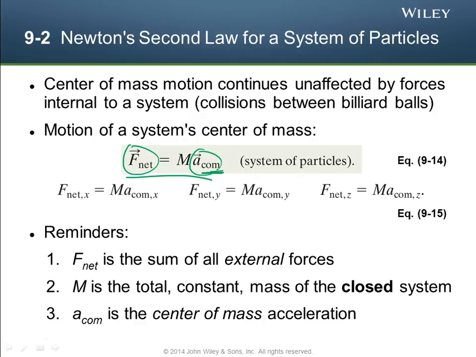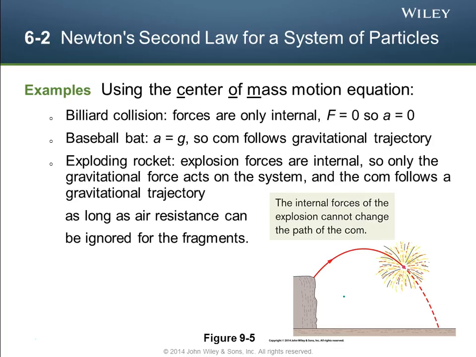Now, up until this point, we've been dealing with objects that are essentially point masses, so this hasn't really affected us at all. But we want to more clearly define what Newton's law tells us, and it tells us that the net force on an object quantifies the acceleration of the center of mass of the object. We know that the net force is the sum of all external forces, and big M here is the total mass for the closed system. And a sub com is the center of mass acceleration.